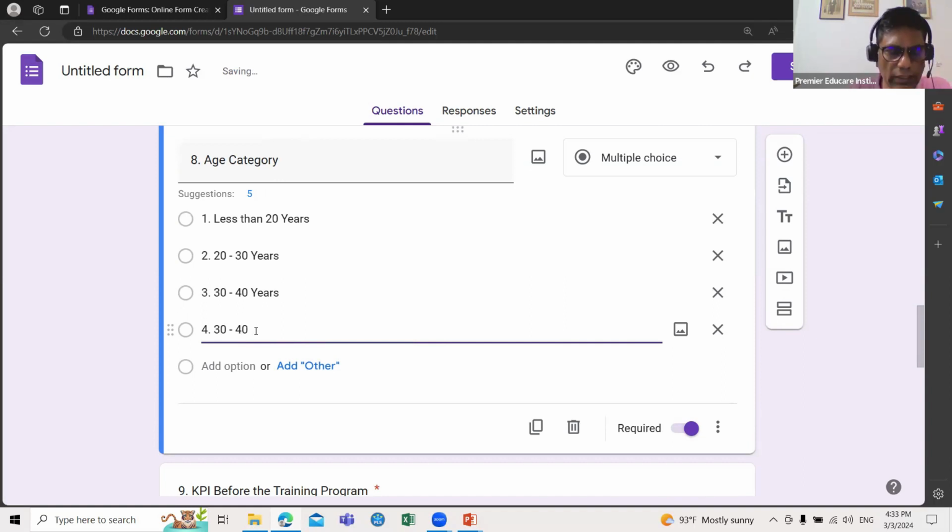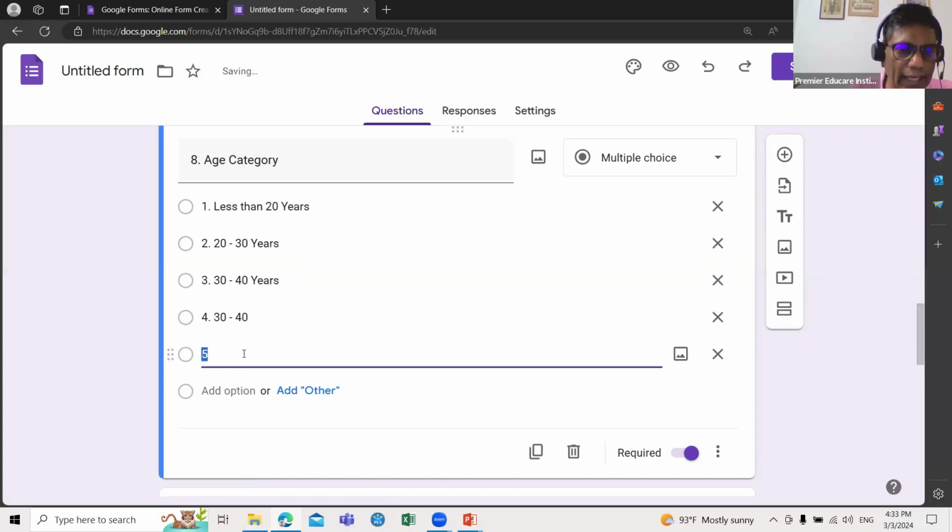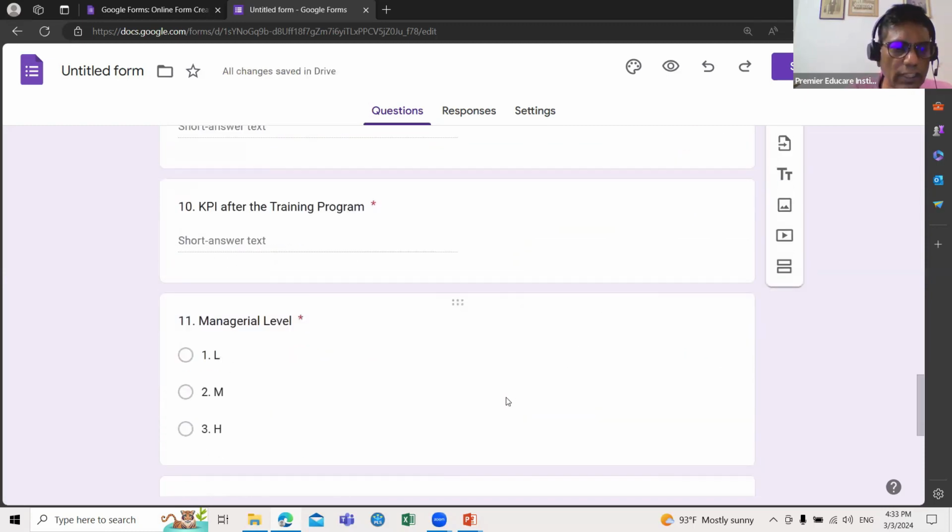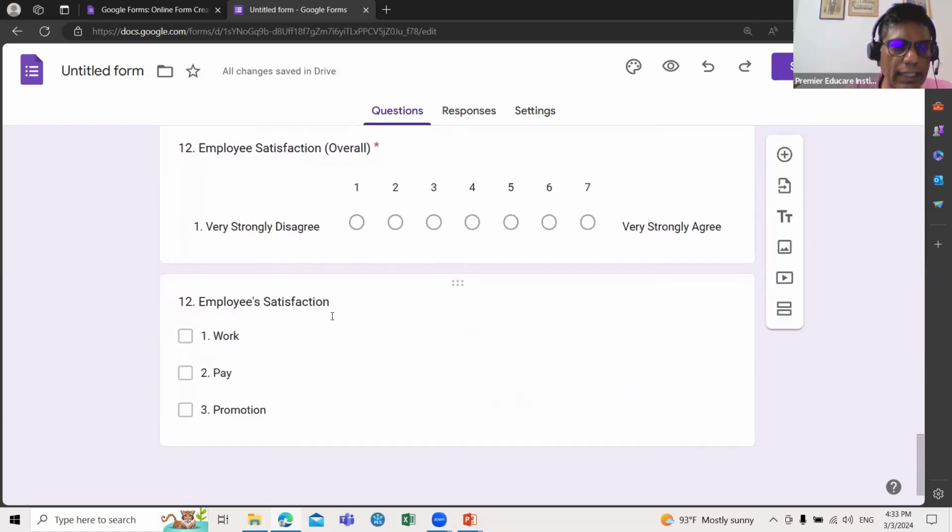In other words, some people have not completed 30, say 30 years and 2 months, so then it will come to the third option. Like that. Option number 5, you can say above 40. Now it's okay. This is a compulsory question. That's it. Now let's go to question number 10, 11, 12, 13.